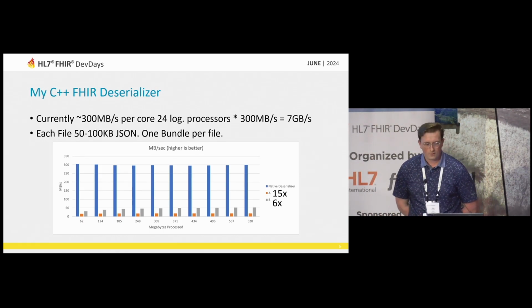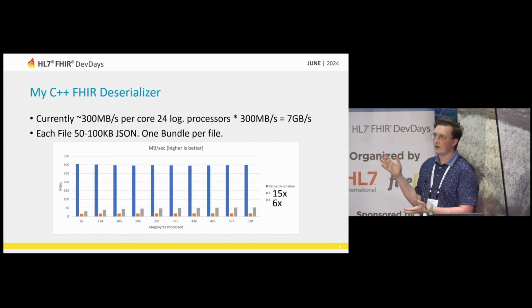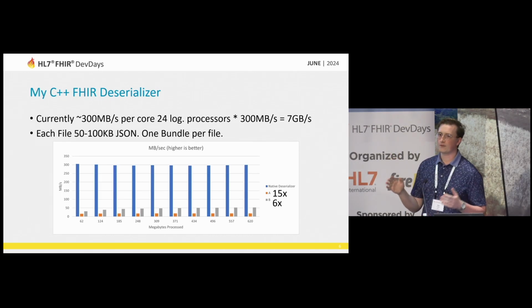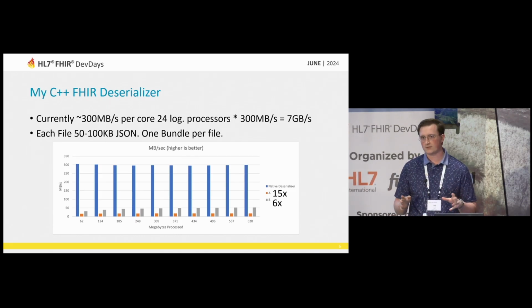It was tested against files of 50 to 100 kilobytes, one bundle per file. And right now, per core, you can get about 300 megabytes per second. But my machine that I have right now, this laptop, has 24 logical processors, so I can get about 7 gigabytes per second of deserialization speed.